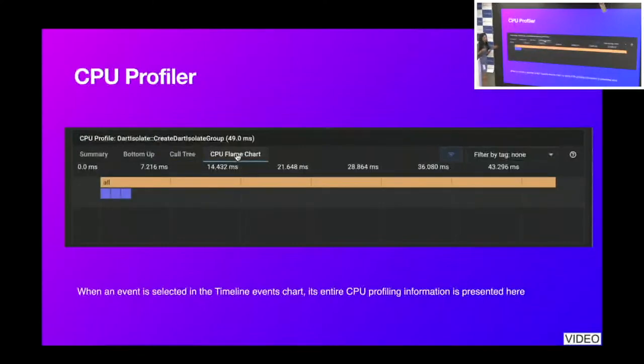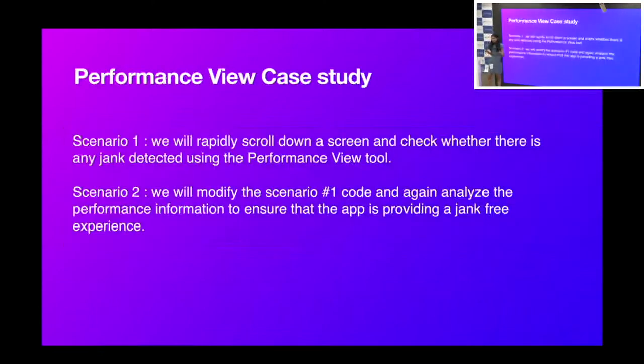So we'll be doing a case study now. In the first scenario, for the first case study, we will be rapidly scrolling down a screen and we will check whether there is any jank. And how will we check for that jank? We'll be using the performance view tool. And in the second scenario, we'll go ahead, we will change the code that we ran in scenario 1 and we will again analyze the performance information.